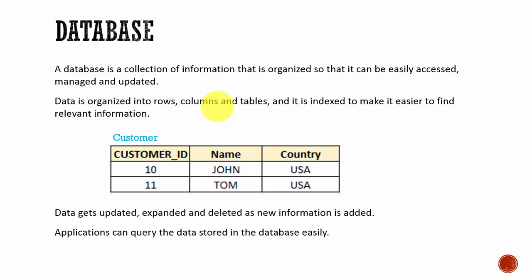So, a database is referred to as a collection of information stored in an organized manner so that we can easily access the data and modify if necessary. When I say organized, it means data is organized in the form of rows and columns, which we call a table. You see here we have a table called customer and we have two rows and three columns. Data is organized in the form of tables, which contain rows and columns, so that it can be easily accessed and modified if necessary.